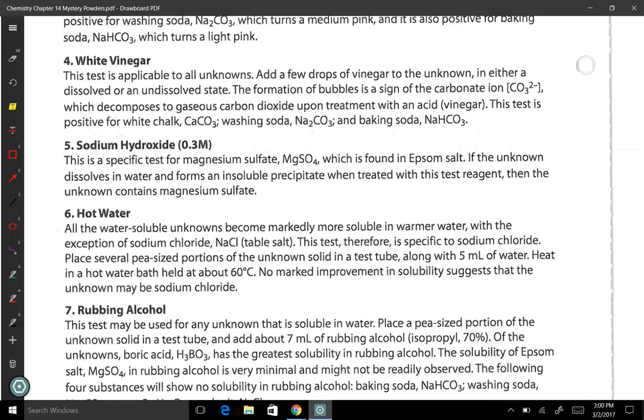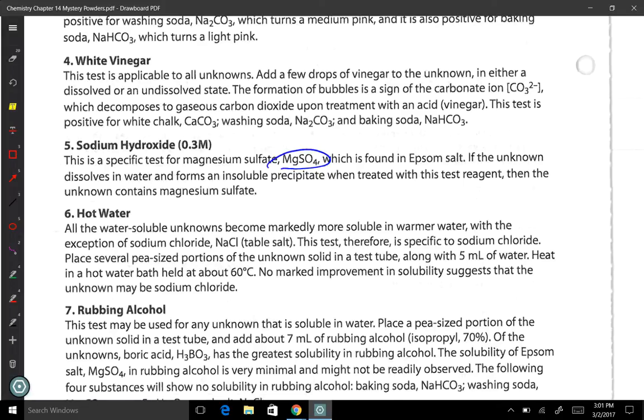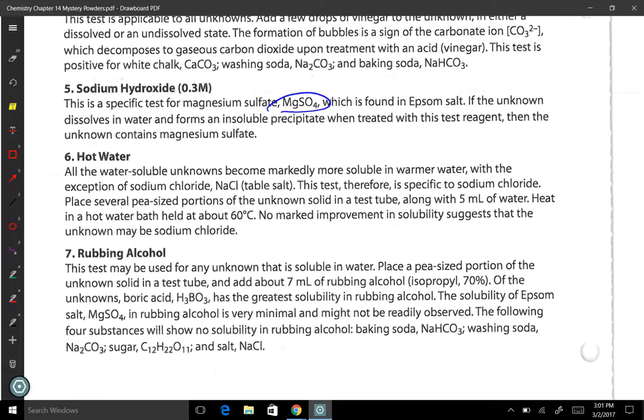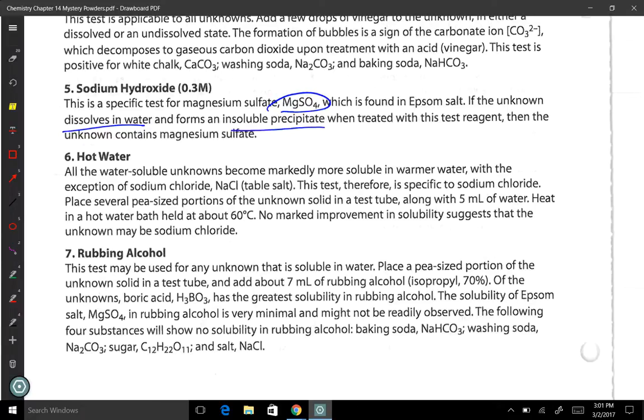The next one here is the sodium hydroxide test. The sodium hydroxide, this is a weak base. It's specific to the magnesium sulfate, which is found in Epsom salt. So this one is only going to tell you about one chemical, the Epsom salt. And if you have something that dissolves in water and forms an insoluble precipitate when you add this to it. So the sodium hydroxide test would be if it dissolves in water and you put the sodium hydroxide and then it comes out of solution and you form precipitate.